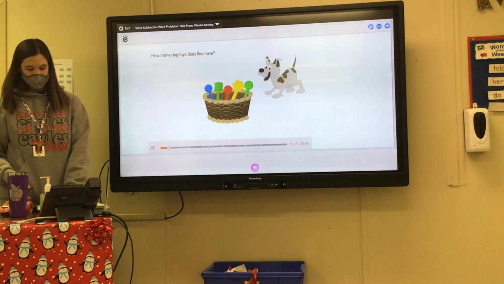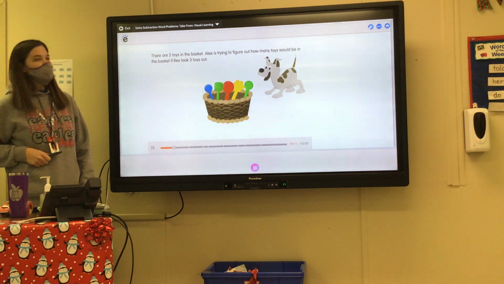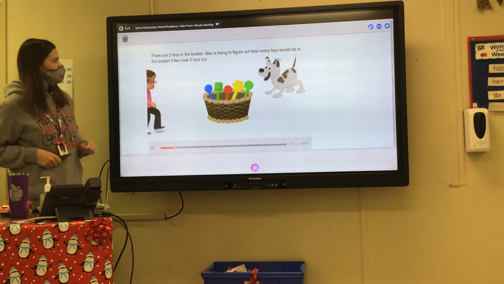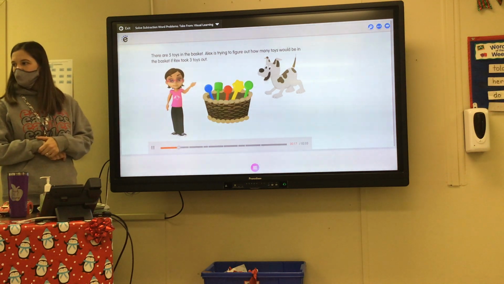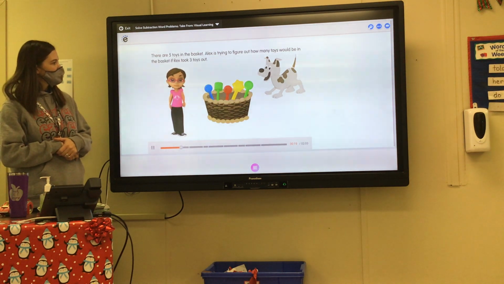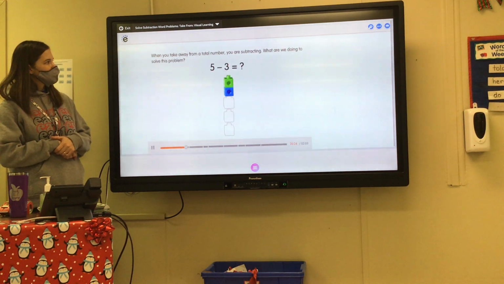How many dog toys does Rex have? There are 5 toys in the basket. Alex is trying to figure out how many toys would be in the basket if Rex took 3 toys out. When you take away from a total number, you are subtracting.